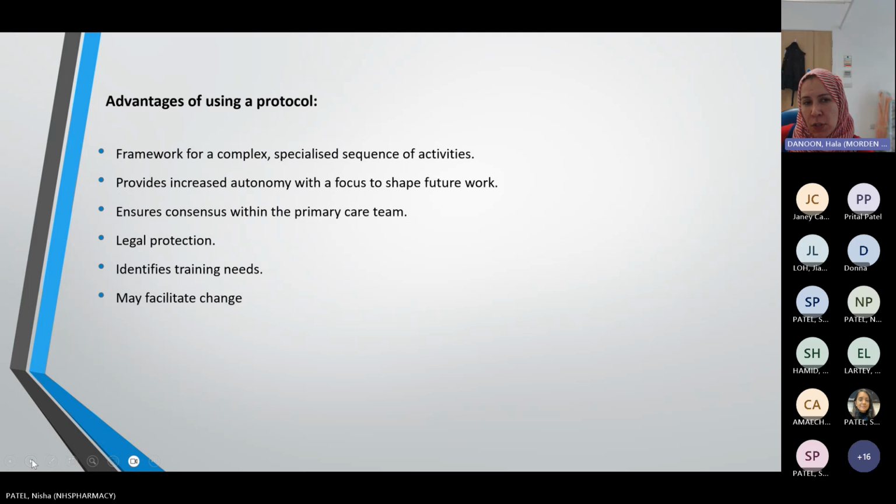So what are the advantages of using a protocol? Now, a protocol by itself is a framework of a complex, specialized sequence of activities and events. It provides better autonomy with a focus on how to do things and the shape of the work that we want. It also ensures that there's consensus between the team members. It provides legal protection and identifies training needs, and may facilitate change as well. Next one, please.